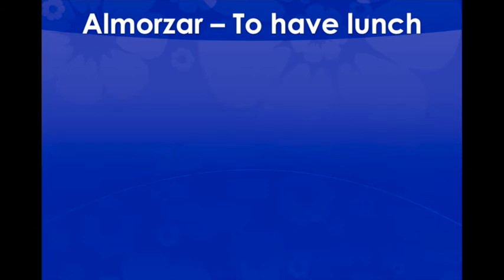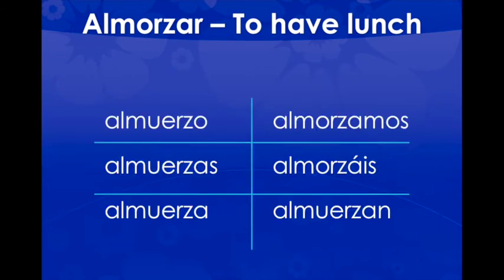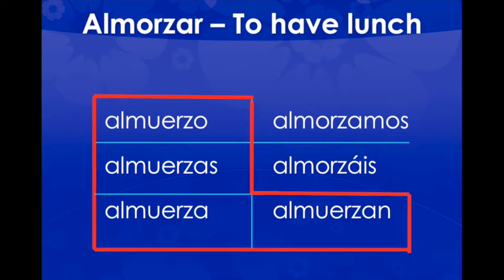The next group we're going to look at is O to UE, and as you can imagine, the O in almorzar changes to UE within the boot. Yo almuerzo, I have lunch. Tú almuerzas, you have lunch. Él, ella, or usted almuerza. Ellos or ustedes almuerzan, but rather almorzamos and almorzáis outside of the boot. It means to have lunch. I have lunch, you are having lunch, he or she is having lunch, we have lunch, y'all have lunch, and they have lunch.